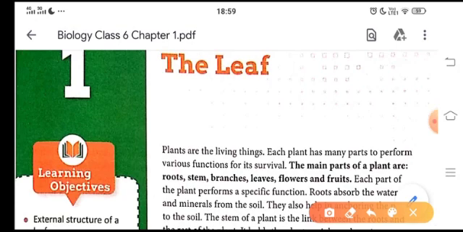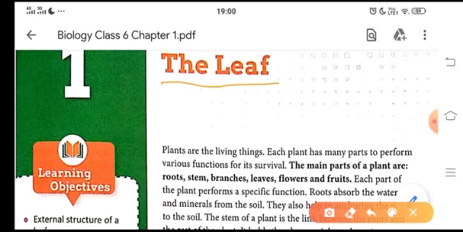Children, today we are going to start chapter leaf. In this chapter, we'll be going to study about the external structure of leaf, types of leaf, types of venation, insectivorous plants, and modification in leaf.